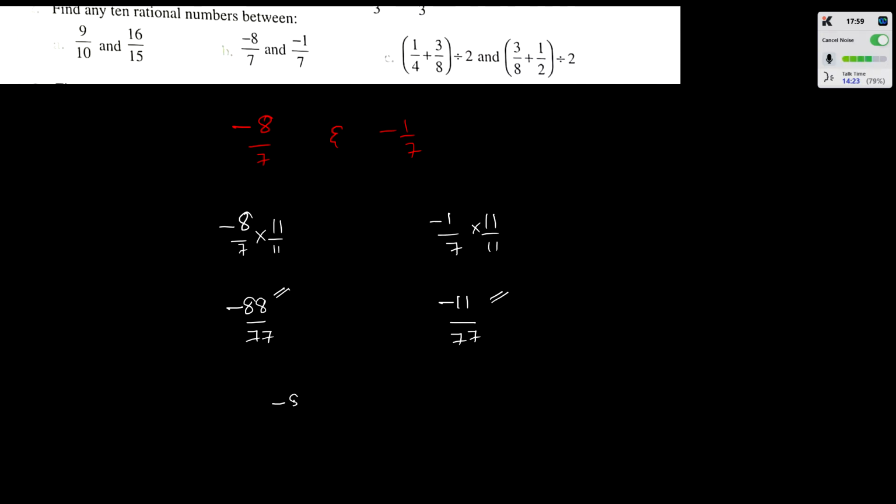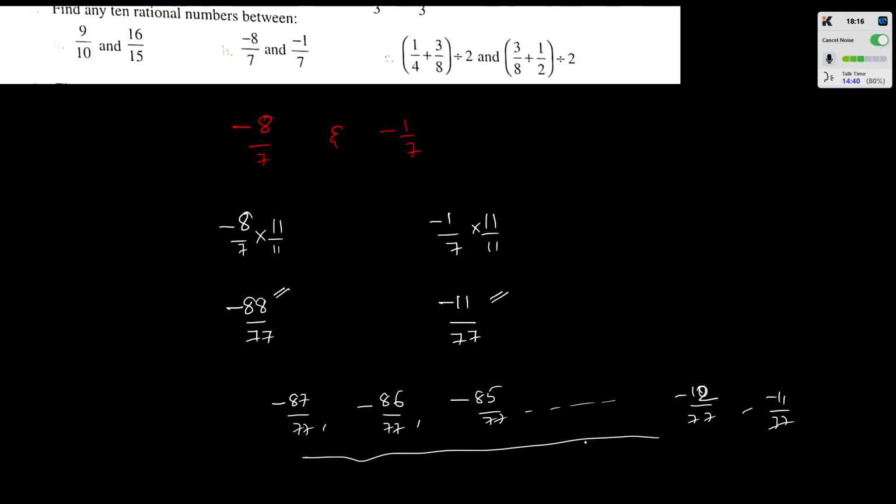That means minus 87 by 77, minus 86 by 77, minus 85 by 77, and so on to minus 10 by 77. Sorry, minus 12 by 77. After minus 12 by 77, we'll get minus 11 by 77, like that. So these are all the 10 rational numbers.